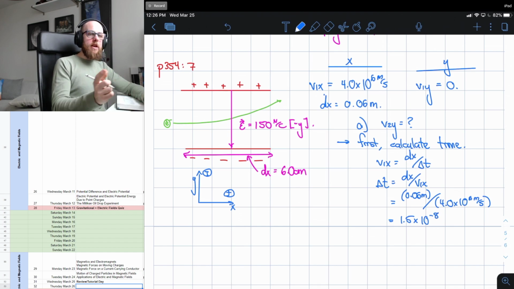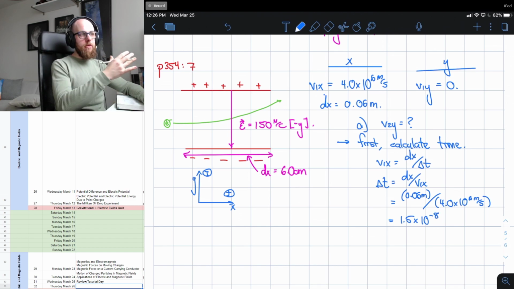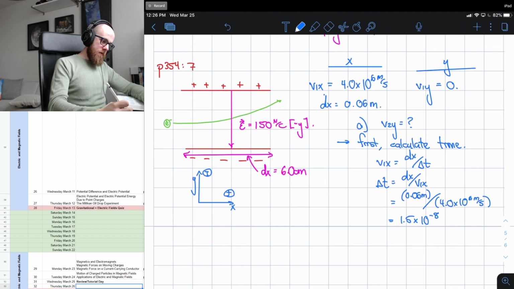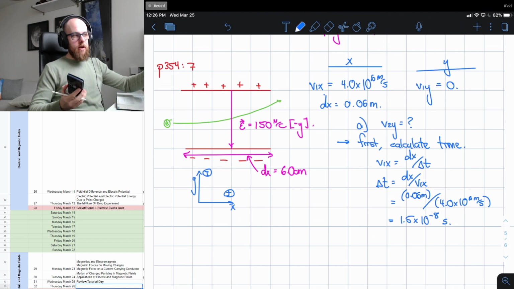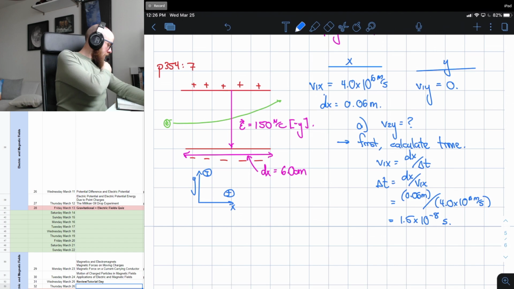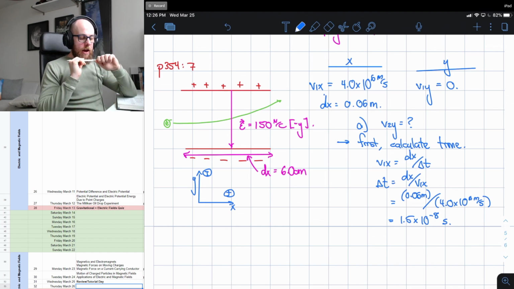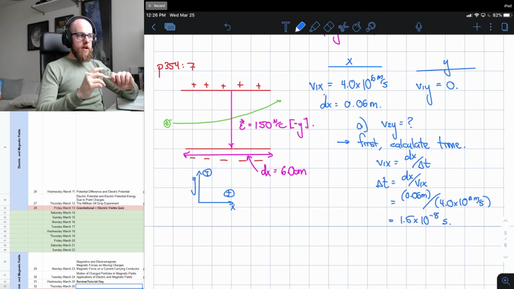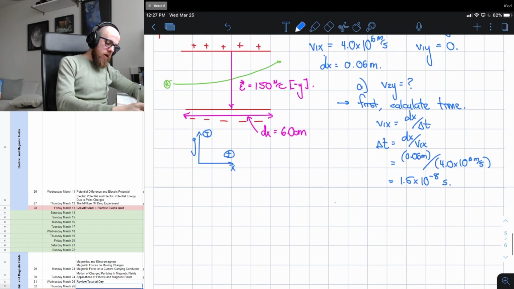So the time it takes for the electron to pass through this region is very, very quick. It's 1.5 times 10 to the negative 8 seconds. So it moves through here extremely quickly. Okay, so now that I have time, what that will allow me to figure out is what the final y velocity is.